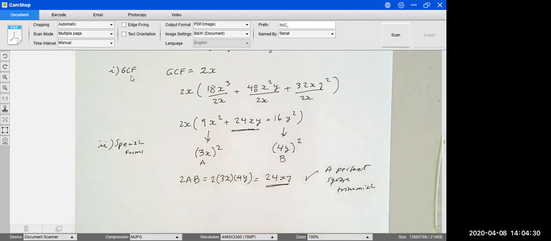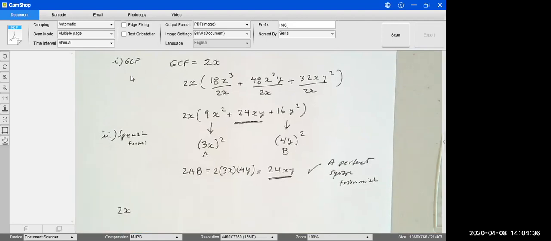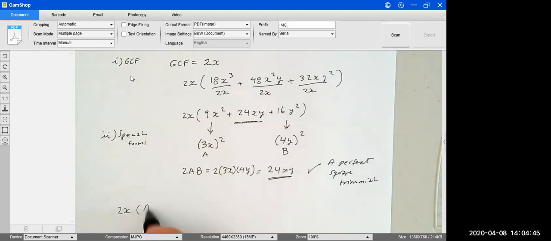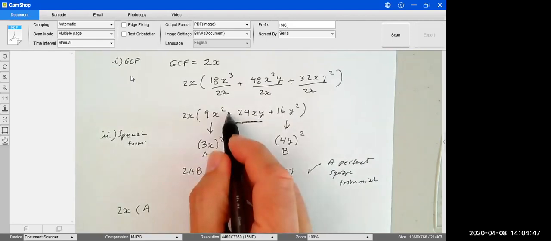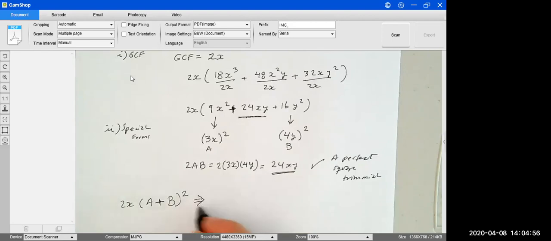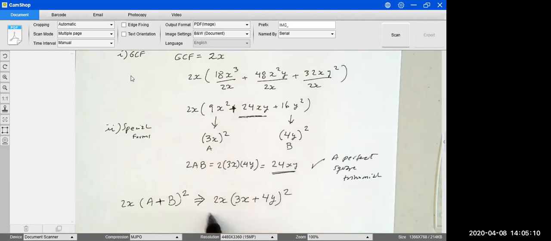So we only need to use a and b, so we can rewrite this as 2x is the greatest common factor from the first step. Then we're going to rewrite this trinomial as a perfect square. So you're going to write a, then the sign from the middle term, in this case positive, so you're going to write positive here, and b squared. So that is going to be our formula. So we're going to write 2x, a is 3x, and b is 4y. And we're going to square this. And that's the final answer.